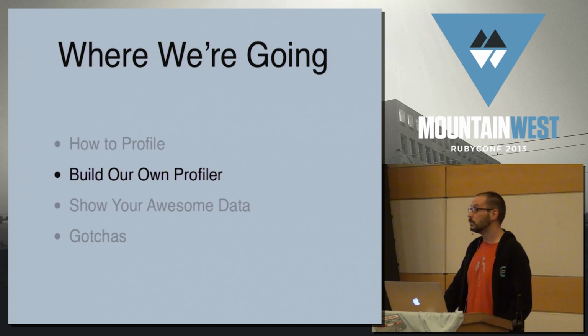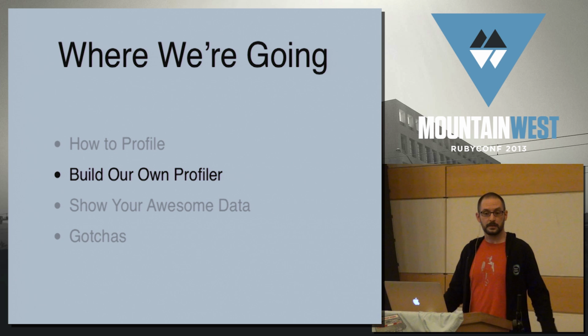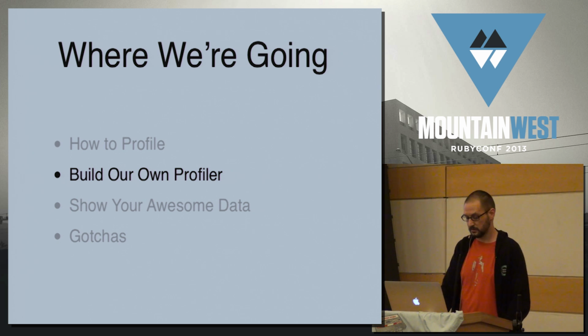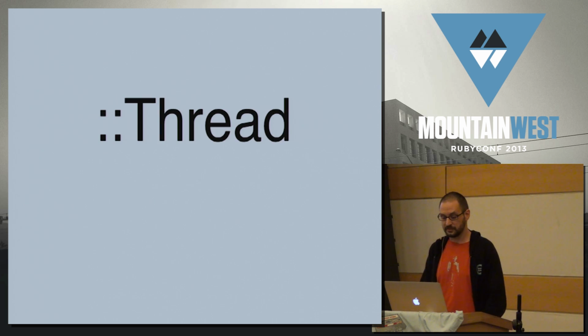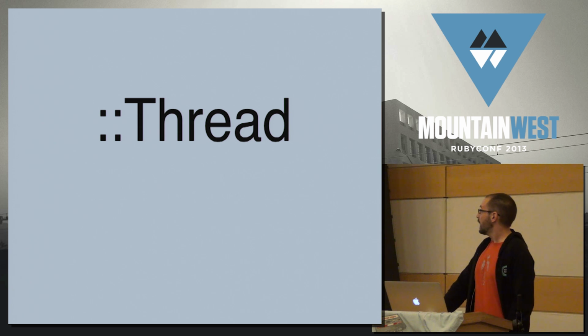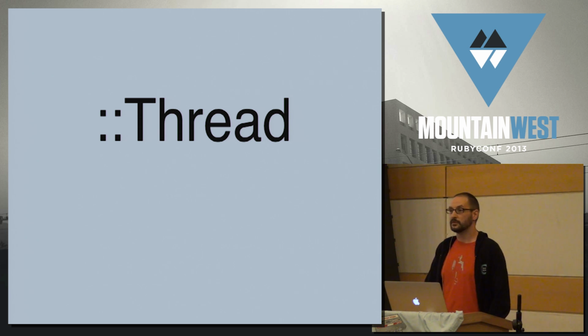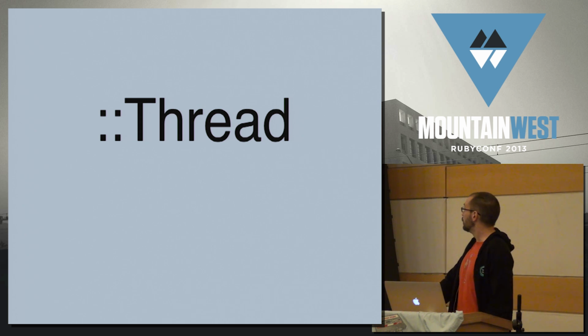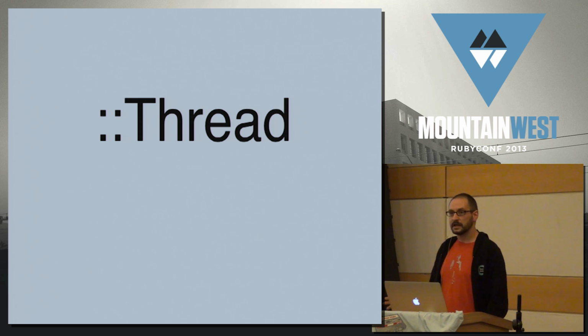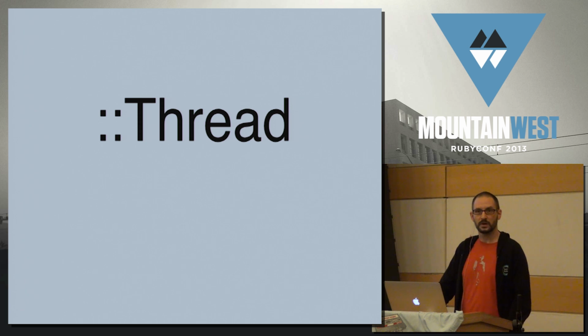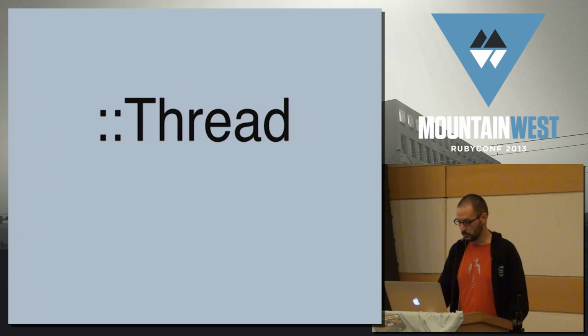All right, so what we're going to take a look at is building a sampling profiler based on this. So let's take a look at the pieces that go into making that. Everything that you need to be able to build this comes out of the Thread class, which is in the core of Ruby. And most of this is something that you might have noticed before, but there may be one or two of the pieces that you might not have been aware of.